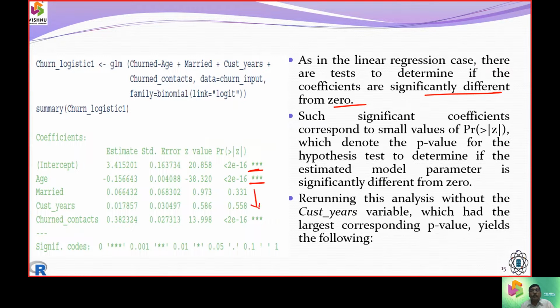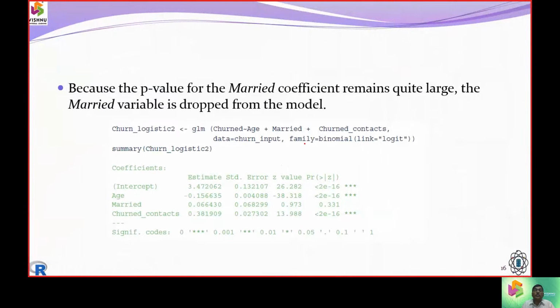So can we rerun so that we can remove these values because they are not fitting into the model? So we need to look into this case. What we have done was, earlier it was churn logistic 1. Now we are going to move to churn logistic 2. So we get this logistic regression model. Now we are going to use age, married and contacts.